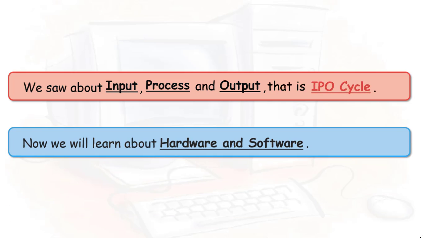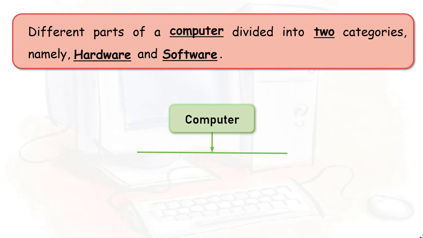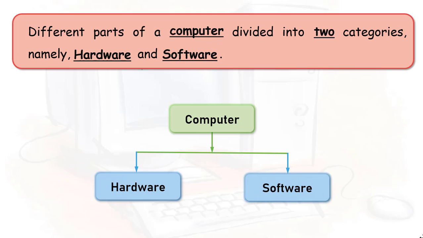Now we will learn about hardware and software, that is, what is hardware and what is software. The different parts of the computer are divided into two categories. How many categories? Two categories. Namely, the first one is hardware and the second one is software. Let's take a look at hardware and software in detail.